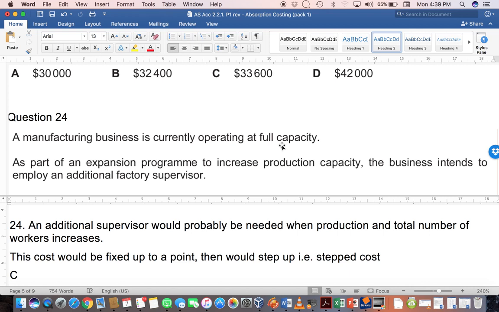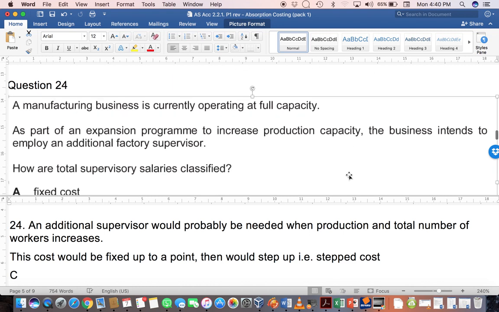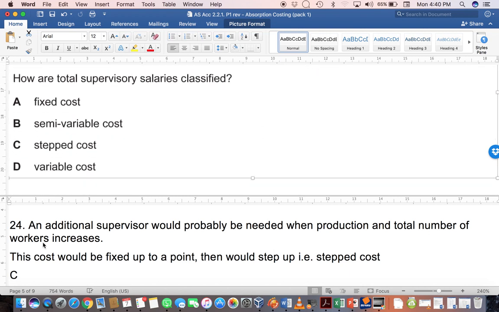Question 24. A manufacturing business is currently operating at full capacity. In other words, they are unable to produce any more with the resources at their disposal currently. As part of an expansion program to increase production capacity, the business intends to employ an additional factory supervisor. So in other words, they want to be able to produce more units, and in order to do this, an additional cost now has to be incurred. How are the total supervisory salaries classified?